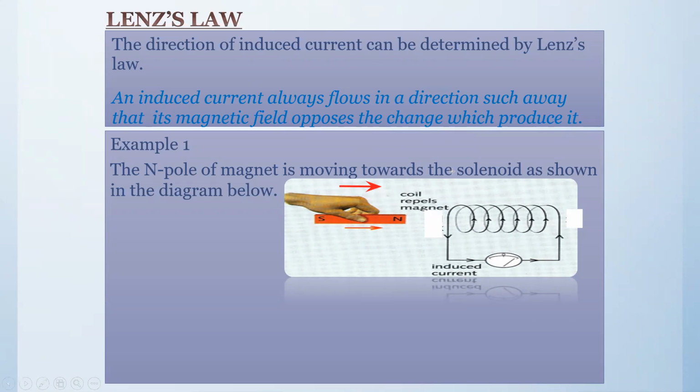So according to Lenz's law, the current produced due to change in magnetic field will always try to oppose the change. So how can it oppose the change? As we are moving a north pole towards the solenoid and the strength of the magnetic field is increasing, what pole will be induced? It will produce a north pole on the left hand side and a south pole on the right hand side, so it can oppose the magnet. And the opposite will happen.